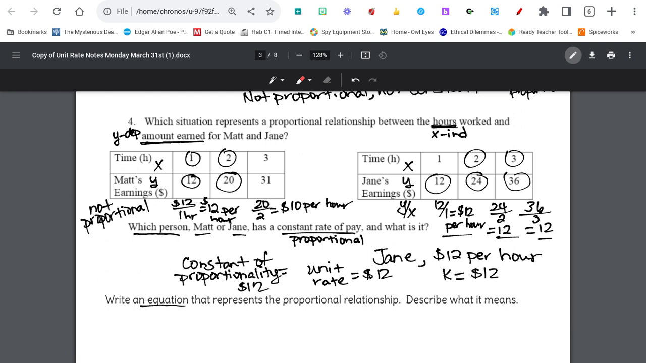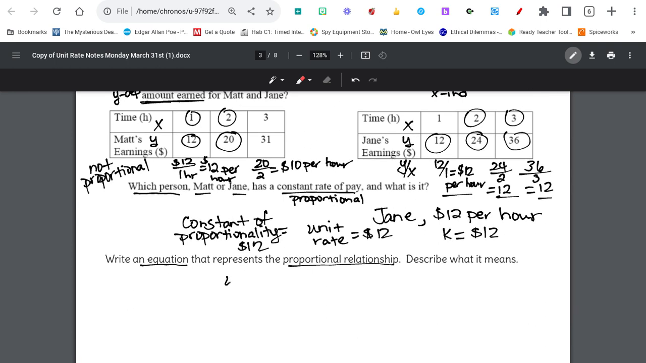All right, this says write an equation that represents the proportional relationship. Well, the equations for all proportional relationships are written in this form, where you just replace K with whatever it was. K was 12. K is your unit rate. So you're just going to take K out and replace it with the unit rate of 12. So it's Y equals 12X. And that just means that she makes $12 per hour still.